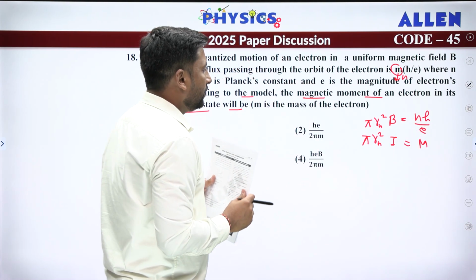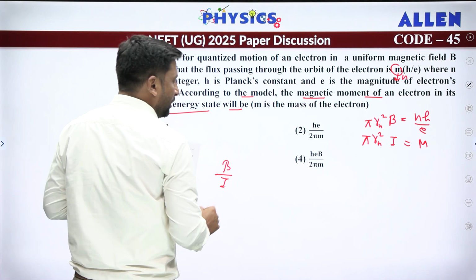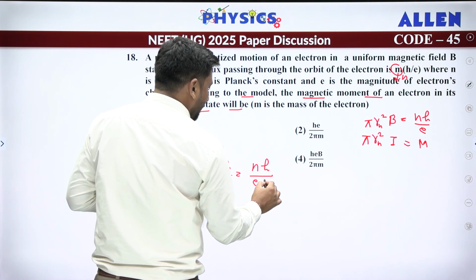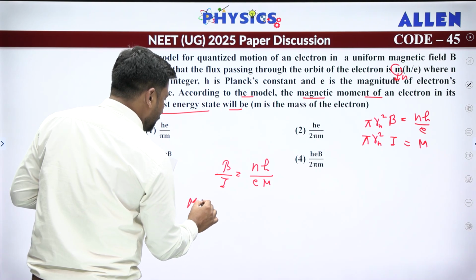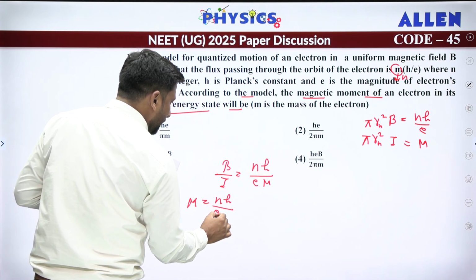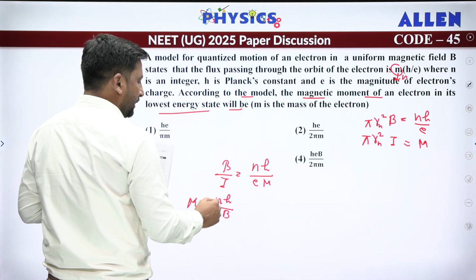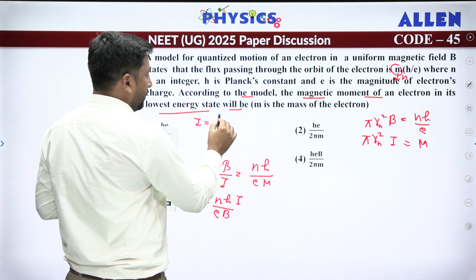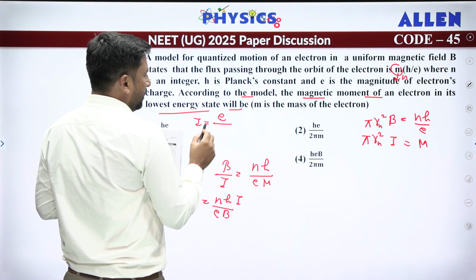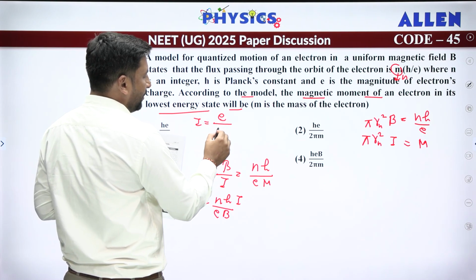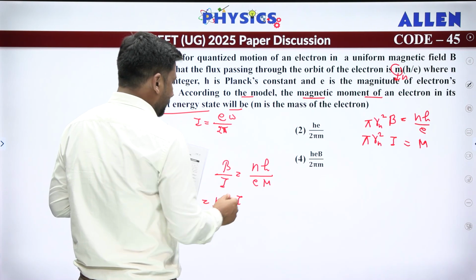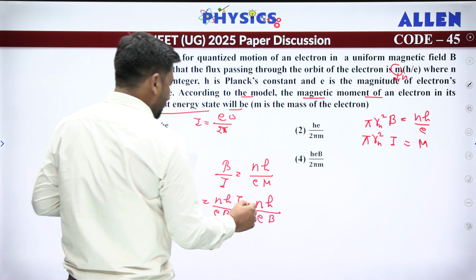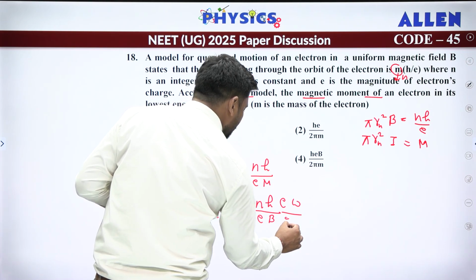So we're going to take the ratio, what we'll get? We'll get B by I is equal to NH upon E by M. So I can write M equals NH divided by E B, and this will be I. I we can write as electron E divided by 2 pi by omega. So E is the charge and time period is 2 pi by omega. So we can put here NH upon EB, and this we can write as I as E omega divided by 2 pi.